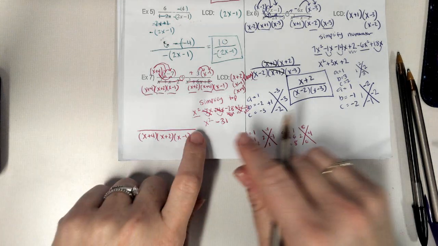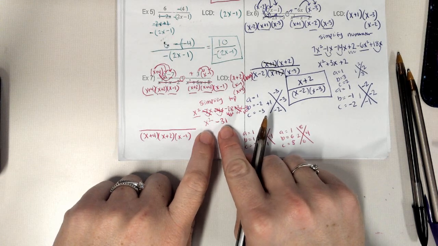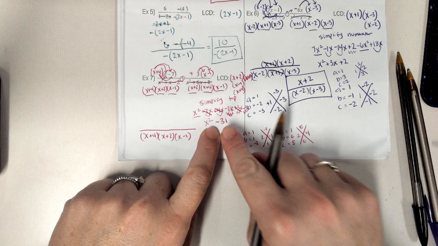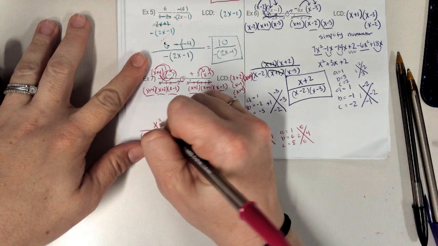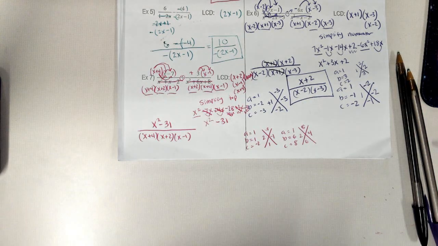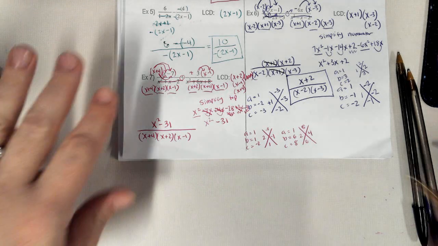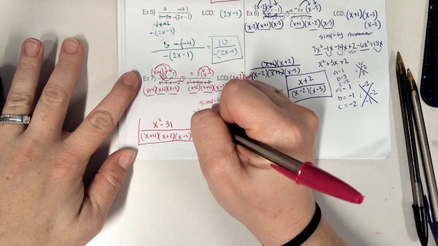Now, this looks like a perfect square minus a perfect square. x squared is a perfect square. It has subtraction, but is 31 a perfect square? No, do not try to make it a perfect square. I've seen that so many times. Don't do that. If it's not a perfect square, it's not a perfect square, and we don't have to do anything. Make your life easier, not harder. So there's your answer. You can't simplify it, so that's your answer.